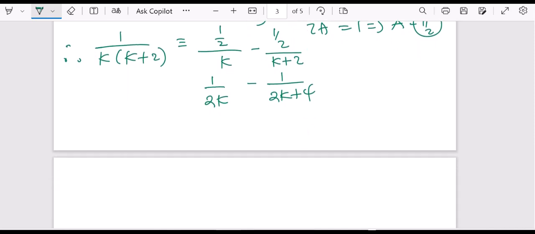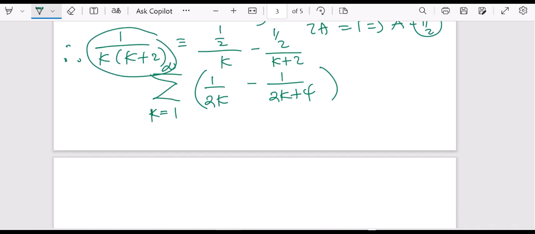So we now have this one, so we can then write the sum from k equals 1 up to infinity of this. So right now we have broken this into this.